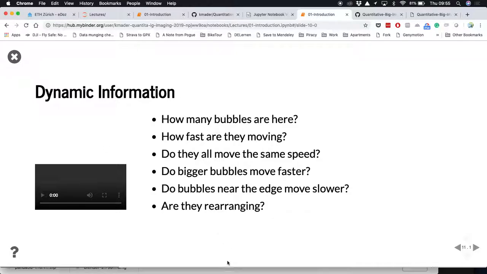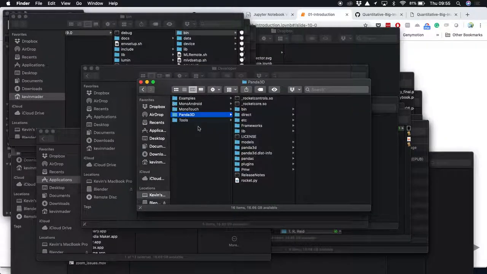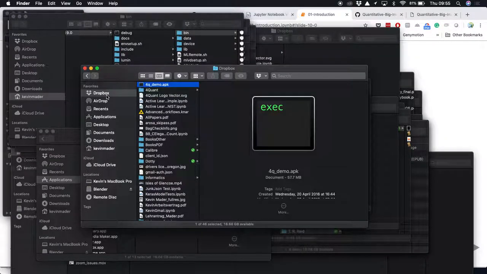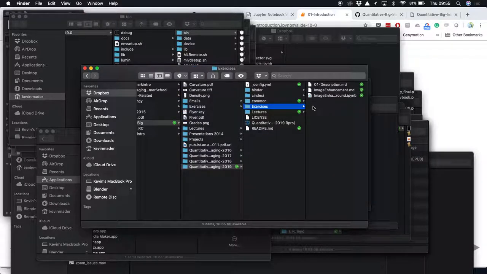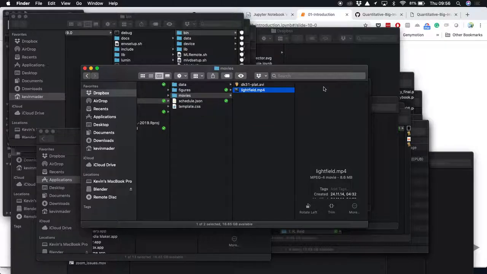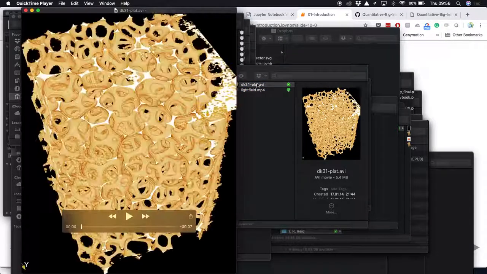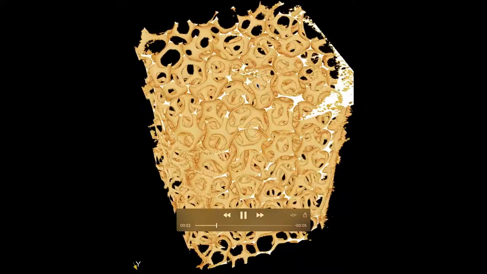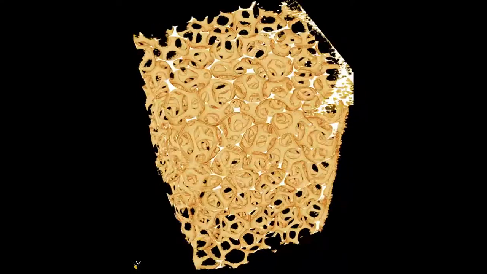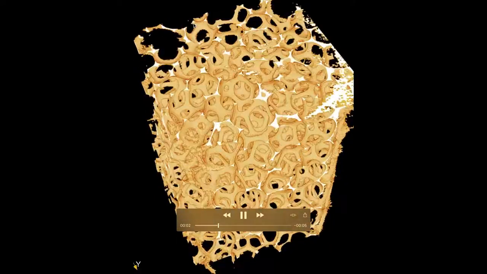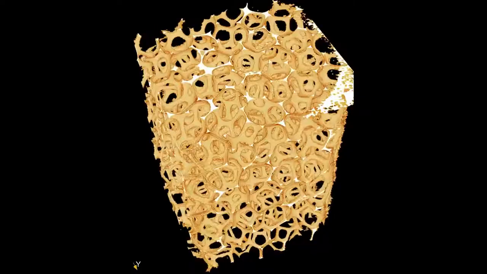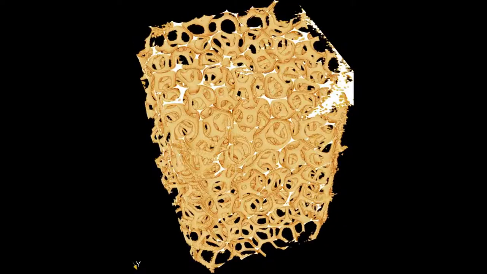And then the last one is these dynamic experiments. I don't know why that video didn't load. Here we have an example of a flowing foam. This comes up quite frequently in food science or chemistry, where you're looking at cellular structures, and you're able to get these really cool images of a foam flowing.